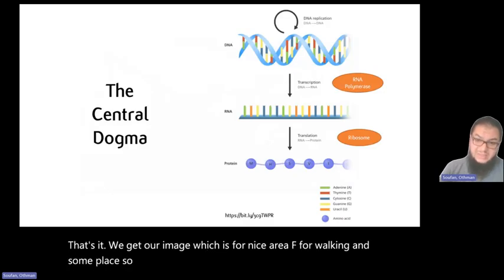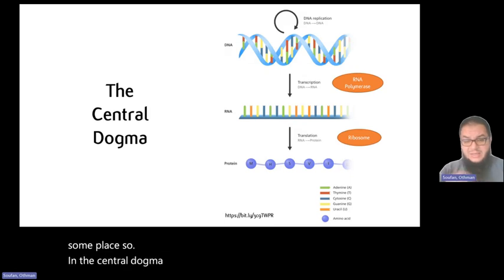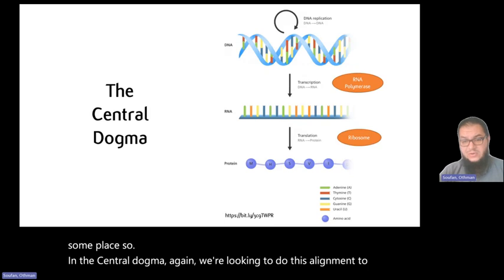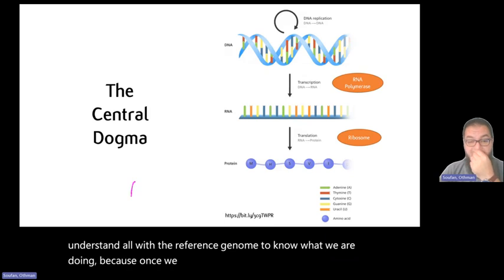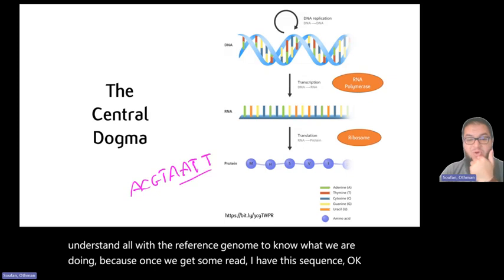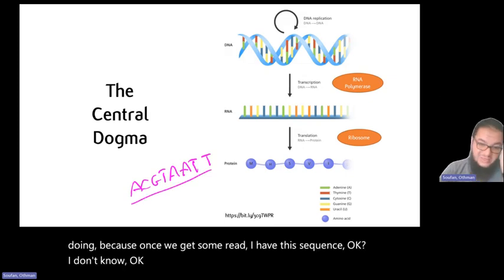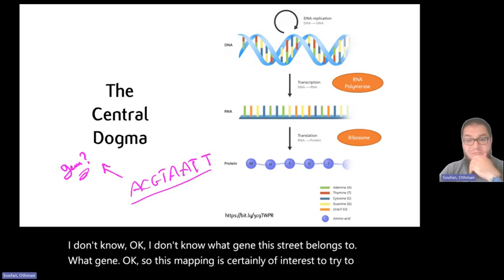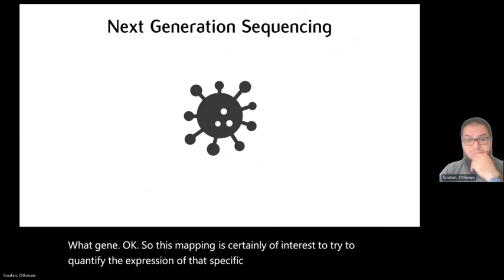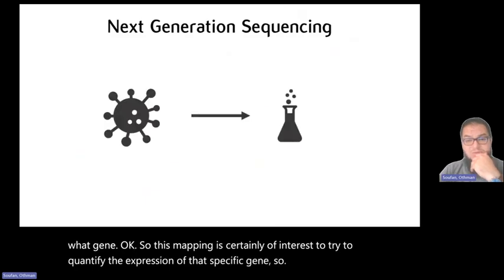So in the central dogma again, we're looking to do this alignment with the reference genome to know what we are doing, because once we get some read, I have this sequence, I don't know what gene this read belongs to. So this mapping is certainly of interest to try to quantify the expression of that specific gene. So let's look at an example.